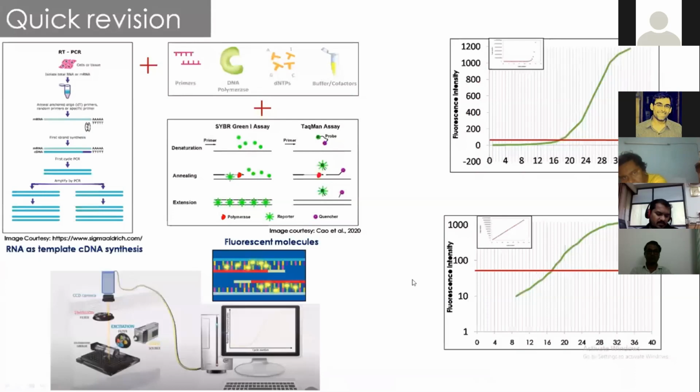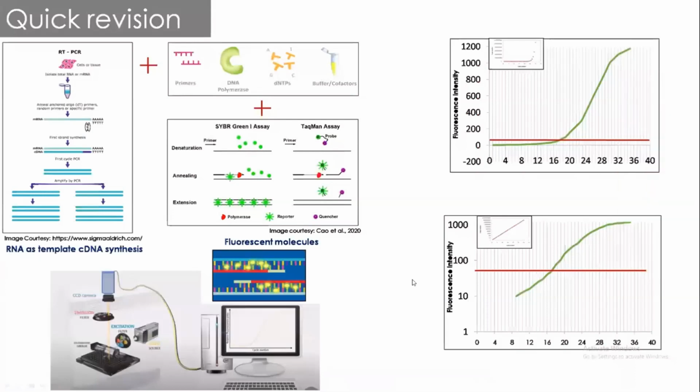Using RNA as a template, which is used to prepare the cDNA, which is then used as a template in the real-time PCR for gene expression. It includes the RNA as a template, then primer, DNA polymerase, dNTP, buffer and cofactors.